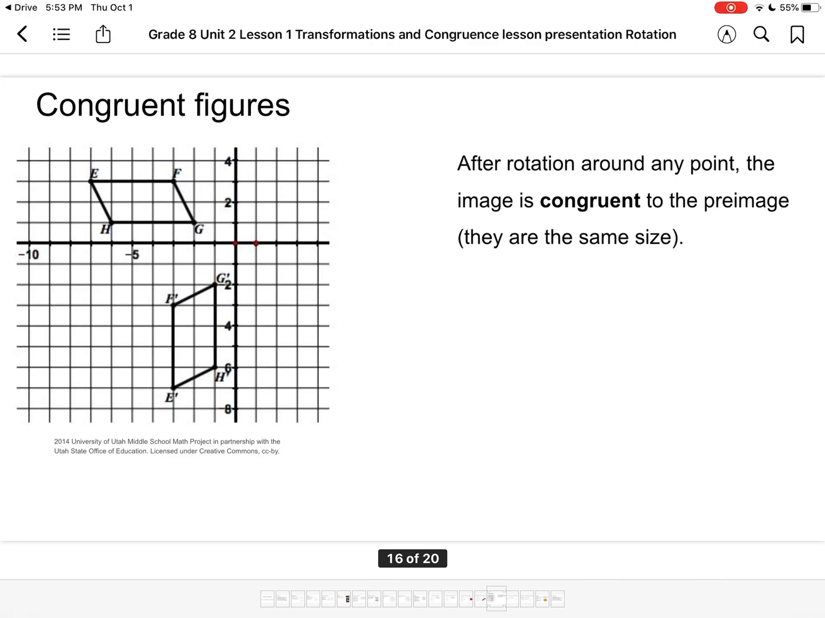And after a rotation around any point, the image is congruent to the pre-image. The size of the image does not change. So we can see here that E prime, F prime, G prime, H prime is the same size as E, F, G, H after a rotation. And just to note as well, that this looks like a 90-degree rotation around the origin. If we were to look here and here, a 90-degree rotation counterclockwise around the origin, and the size is the same.